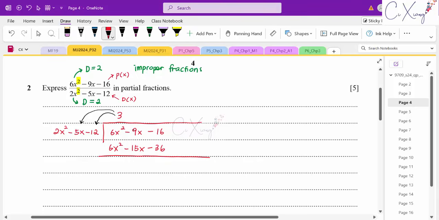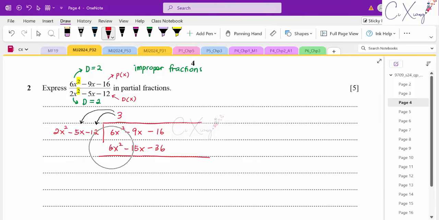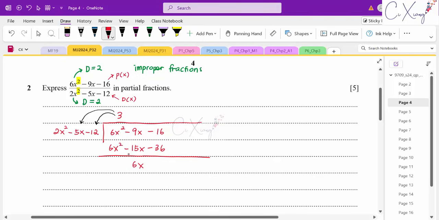Then after that, you take the upper term minus the lower term here, negative 9 minus negative 15, and you should have 6. Then negative 16 minus negative 36, you're having 20. Alright, so this is what I call the remainder.